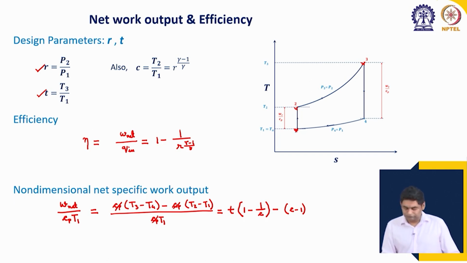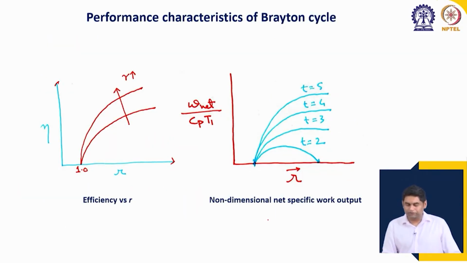Then we saw how these performance characteristics look. We saw that the efficiency keeps on increasing with increasing value of R for a given value of gamma. On the other hand, the net specific work output increases up to a certain point and then it starts decreasing again.